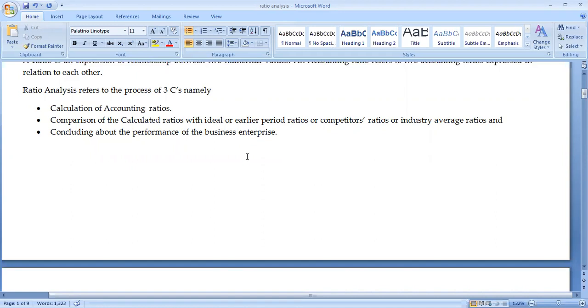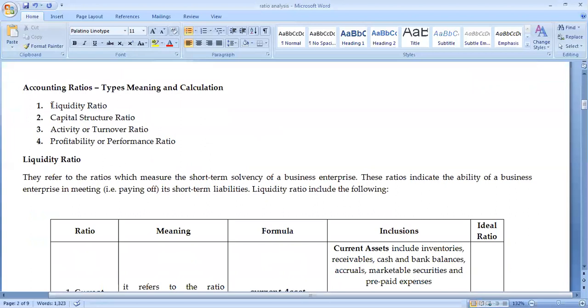Clear? Next, we shall see accounting ratios, their types and meanings, and how the calculation goes on with certain accounting ratios. Basically here you will be learning about four accounting ratios. One is liquidity ratio, one is capital structure ratio, another is activity or turnover ratio, and profitability or performance ratio. First, we'll move on with the liquidity ratio, and make a note of these four as very important.